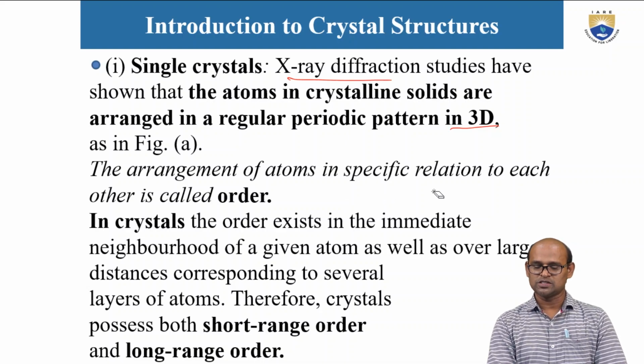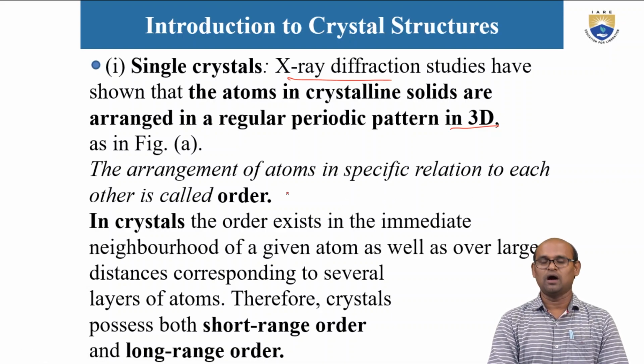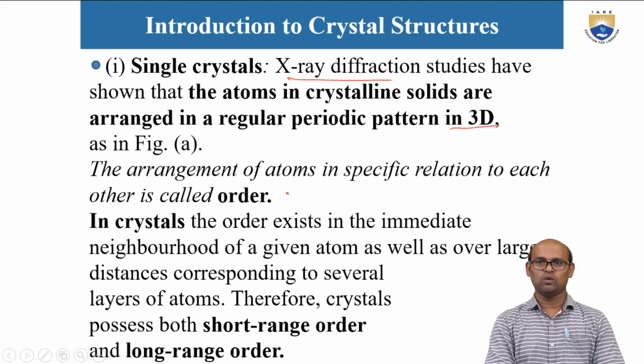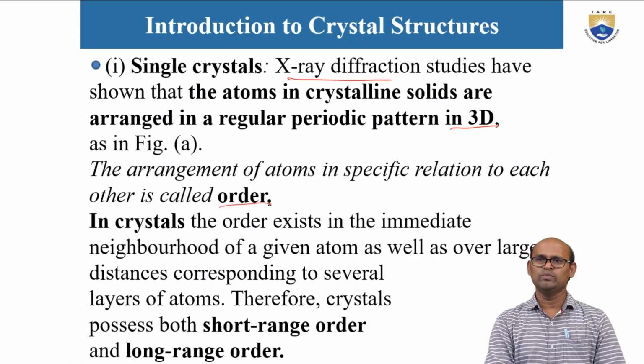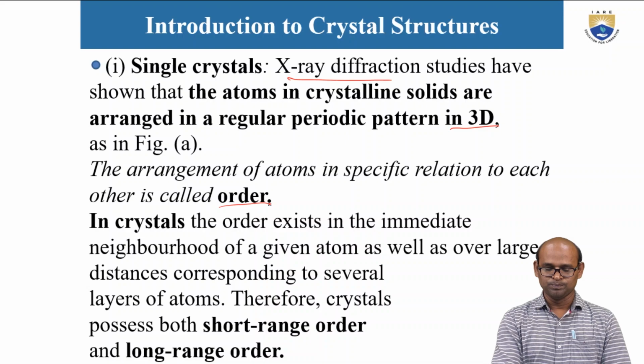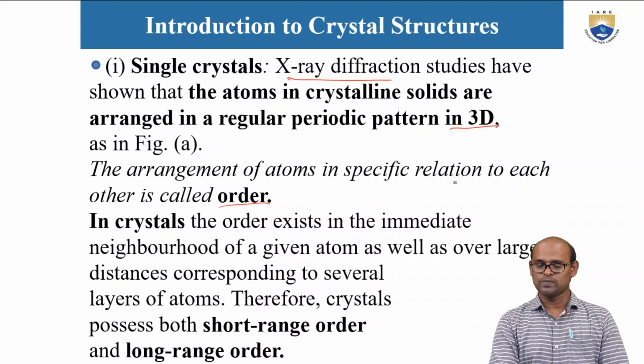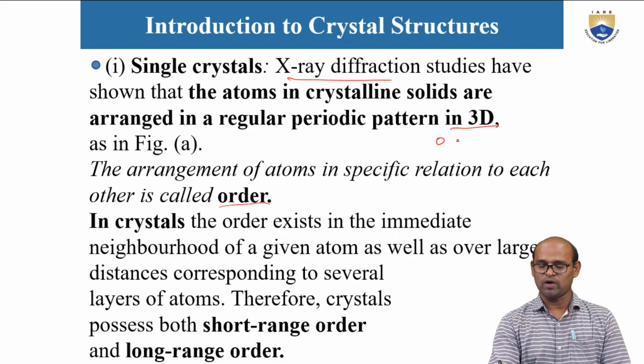The arrangement of atoms in specific relation to each other is called order. So we are now defining a term called order. How do you define order? The arrangement of atoms in specific relation to each other. I have an atom here, another atom here, another atom here. So you can define a relation between these atoms: the first atom is at a distance x, and the second atom is at a distance of x plus a.